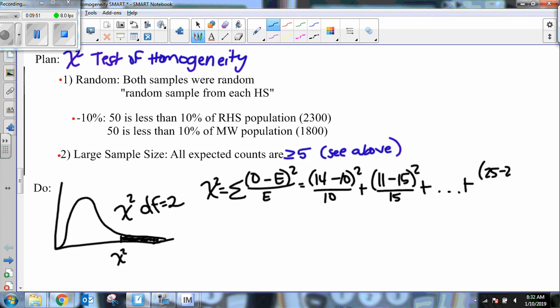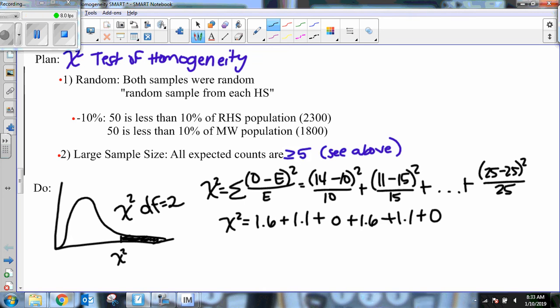25 minus 25 squared divided by 25. Because I'm not actually having to do all these out, I'm fine if you show a little bit of the work to show that you know the process of the formula, and then you can go ahead and write those values out. We know that it's 1.6 plus 1.1 plus 0 plus 1.6 plus 1.1 plus 0. Okay? So, chi-squared equals the sum of all those. If you add all those up, you get 5.33. There we go. So there's our chi-squared value.